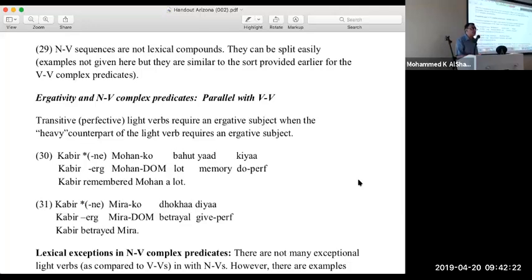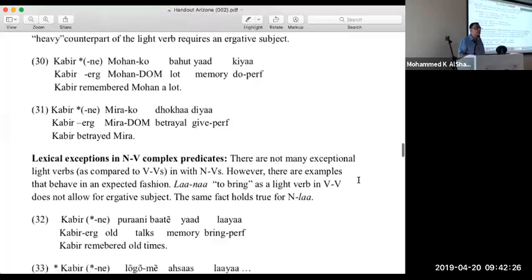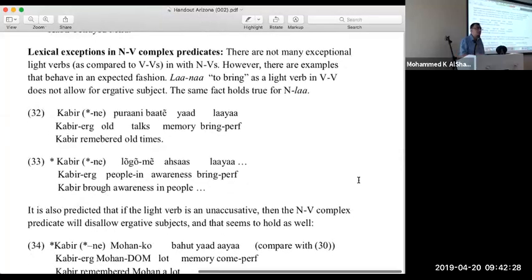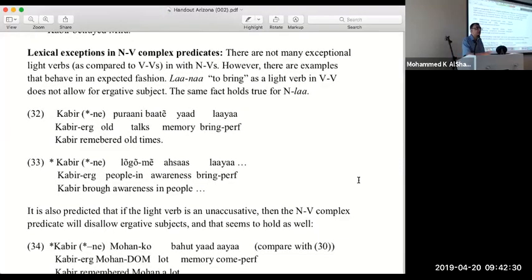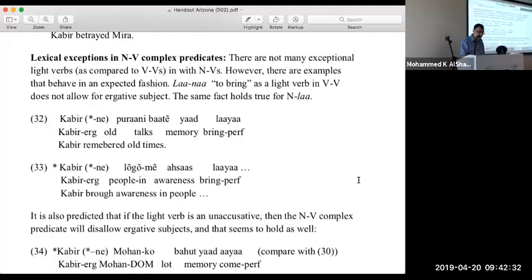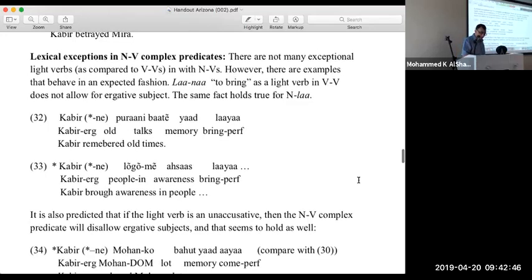And then the argument goes, once again, sort of looks for lexical exceptions as to what they do. And they function just the way that VV complex predicates did. And here I use a different light verb, which is lana, which is to bring. Okay? It looks a little bit like lena, but they mean very different things. Lana is to bring, lena is to take.